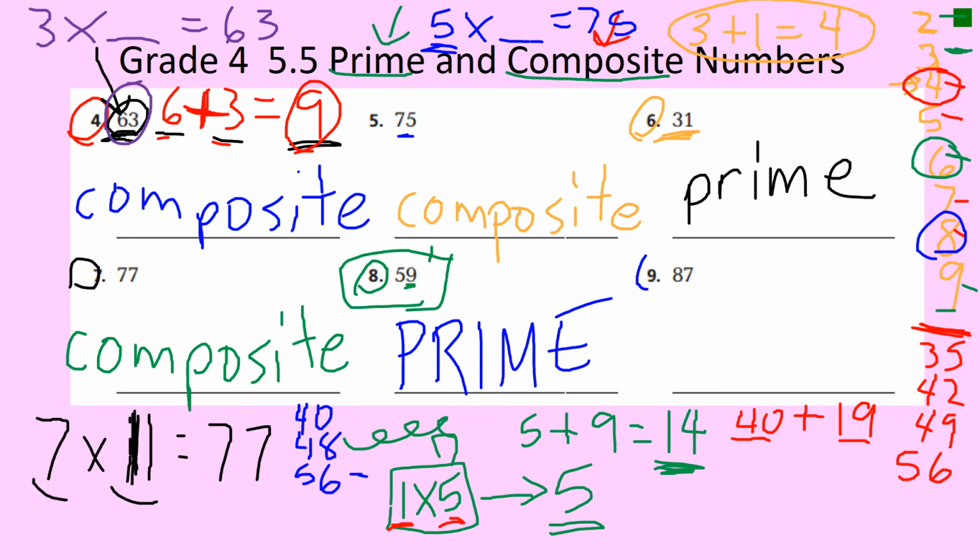All right, we have one more, number 9, 87. So I look for the ones place. It's not divisible by 2 because it's an odd number in the ones place. It's not divisible by 5 because it doesn't end in 0 or 5. So let's do the adding of the digits. 8 plus 7. Okay, I add the digits 8, 9, 10, 11, 12, 13, 14, 15.